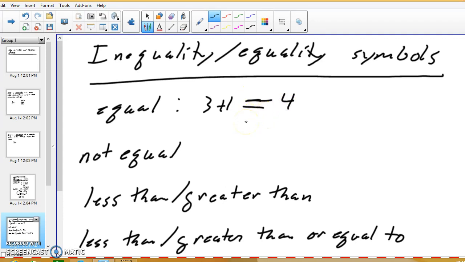This equal sign means that whatever you have on the left is the exact same as whatever you have on the right, and vice versa. What you have on the right is the same as on the left. That is just the equal symbol. Again, something we've worked on forever.